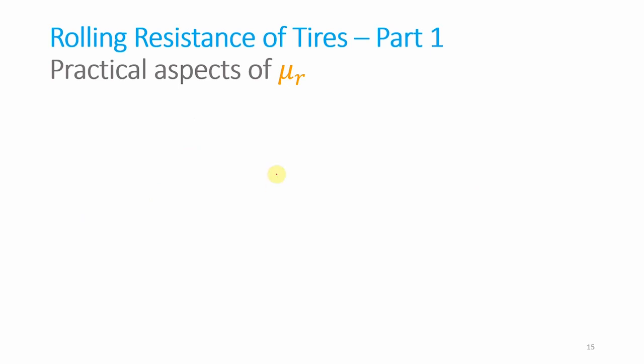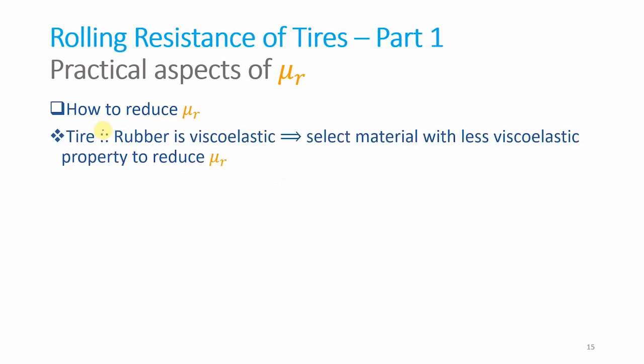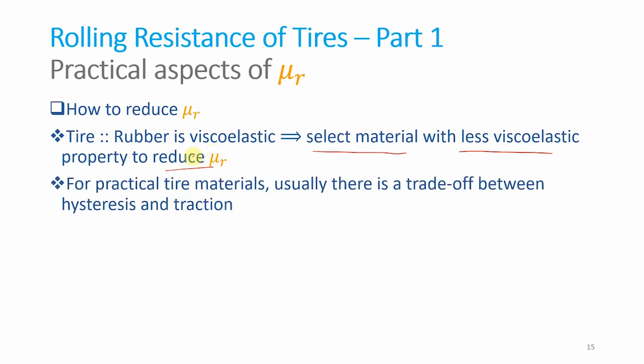In this slide, I will talk about some of the practical aspects of rolling resistance coefficient. In the last slide, we have seen that we cannot make the rolling resistance coefficient as 0, but now we can think of how to reduce the rolling resistance coefficient. Let us tackle the tire first. We know that rubber is viscoelastic and we have to use rubber for most of the automotive applications as of today. Select a material with less viscoelastic property to reduce mu r. This is one valid suggestion.